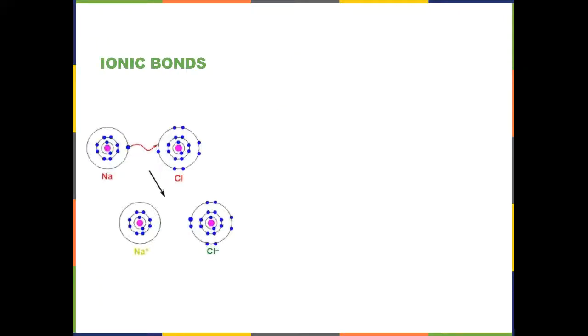So here's what happens. You start out in the picture above with 2 atoms that are separate from each other. You have a single electron on the outside of the sodium, and you have 7 electrons on the outside of the chlorine. This one electron is easily removed and moves over here, so now you have 8 here and 8 here, which is shown down here. And so you have a positively charged sodium ion and a negatively charged chloride ion.